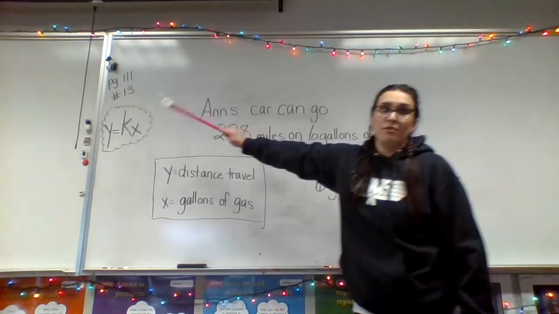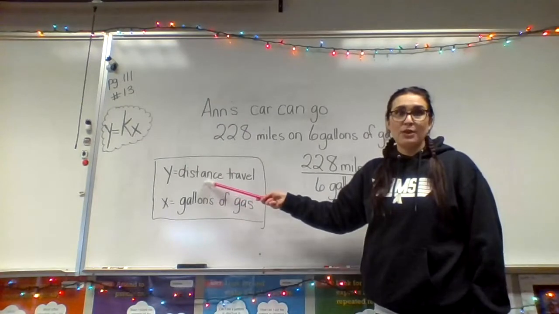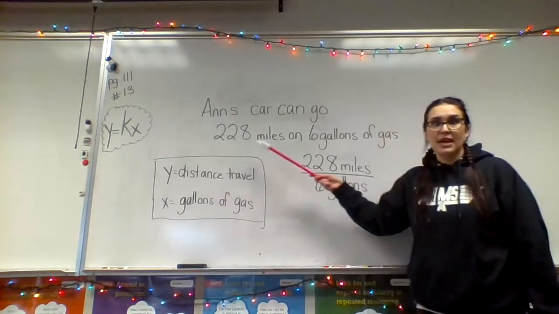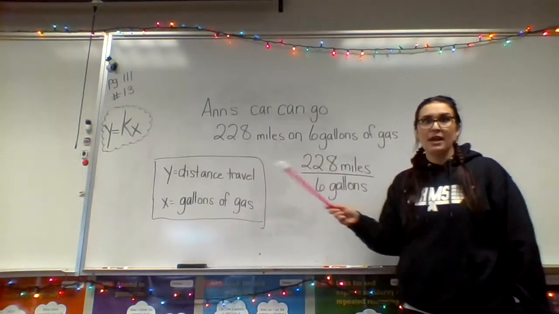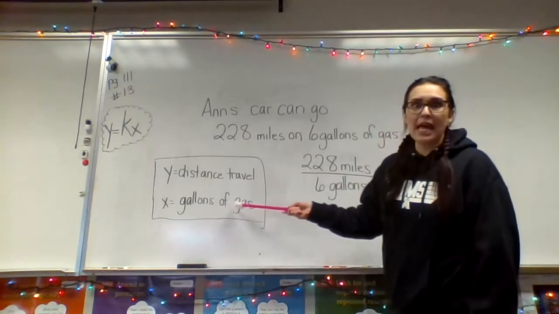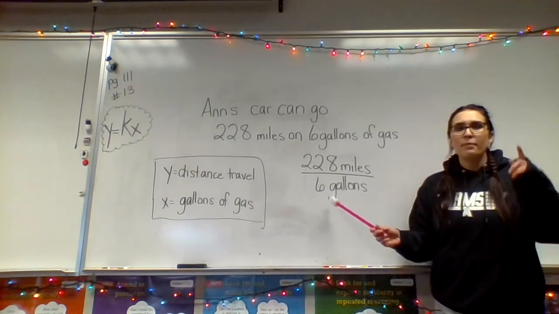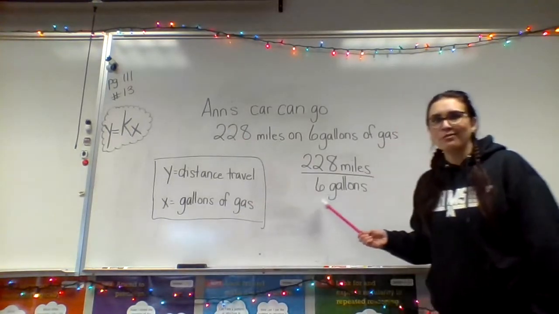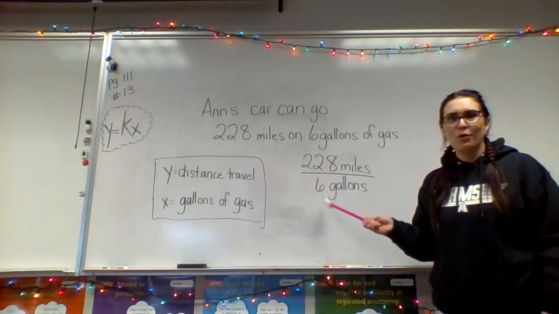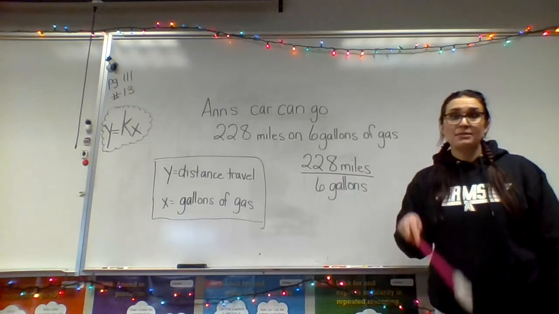You'll notice also, my friends, in part A for number 13, it tells you that in this equation, this is kind of our end goal. This is where we're trying to get. Y is going to equal the distance traveled. So in this case, that would be 228. X is representing the gallons of gasoline that I have, and right now that is 6. But my K is, well, how do I get from 6 to 228? What do I have to multiply by 6 in order to get 228? That's what we're going to try to figure out.